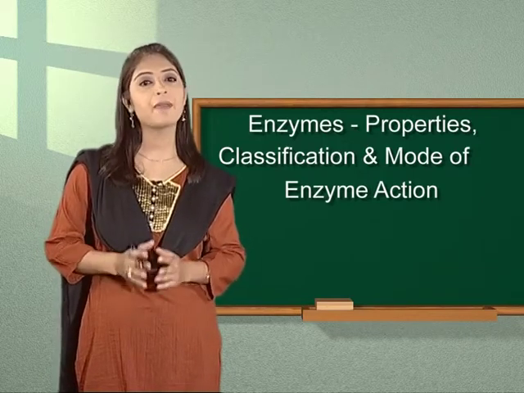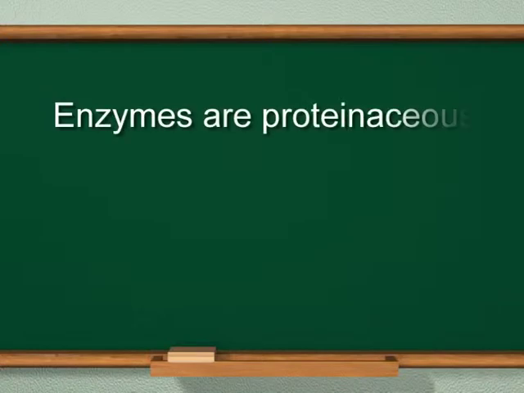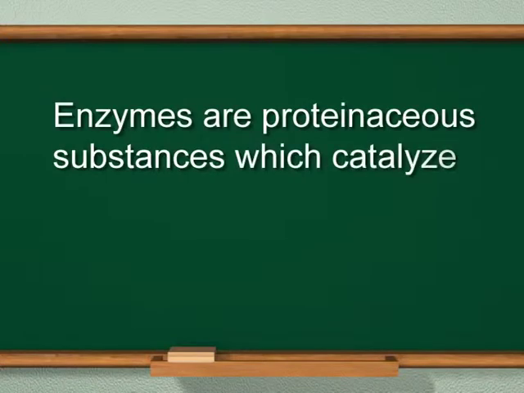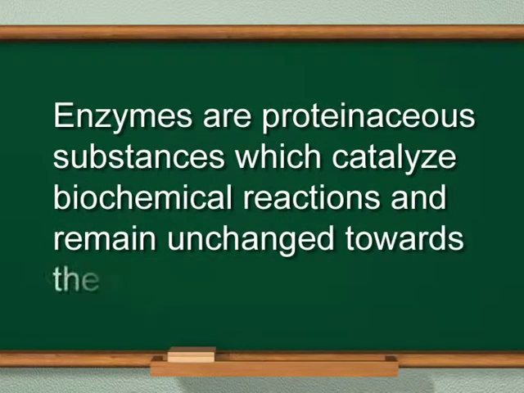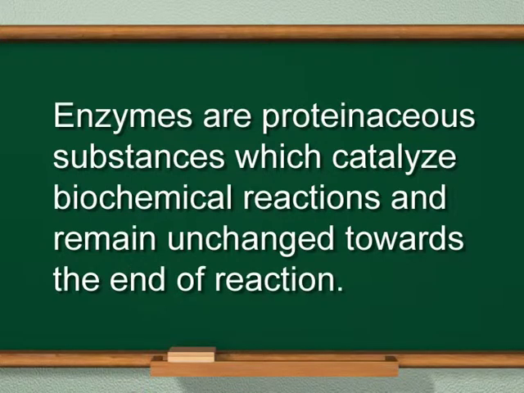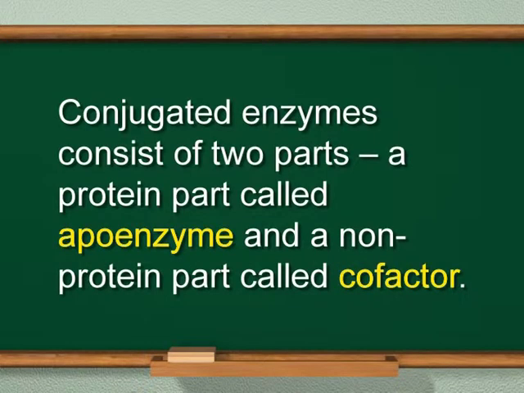My first question is, what are enzymes? The answer is, enzymes are proteinaceous substances which catalyze biochemical reactions and remain unchanged towards the end of reaction. My next question is, what are conjugated enzymes? Answer. Conjugated enzymes consist of two parts, a protein part called apoenzyme and a non-protein part called cofactor.